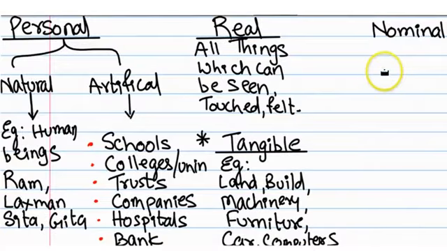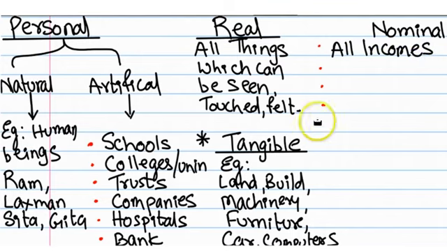Now let us talk about nominal account. This is a very simple type of account. It will include four things, which are very simple. All incomes of a business organization. Any income related to a business organization will be included in nominal account. So whatever income is earned by the business organization through conducting business activity will come in nominal account.